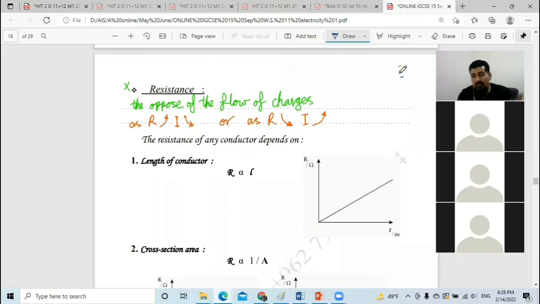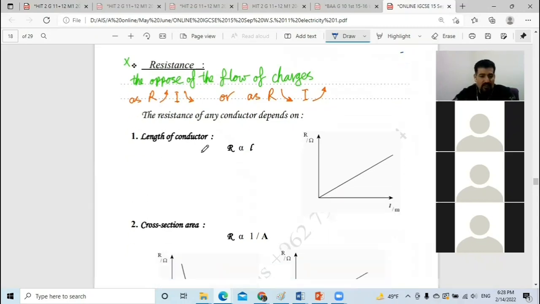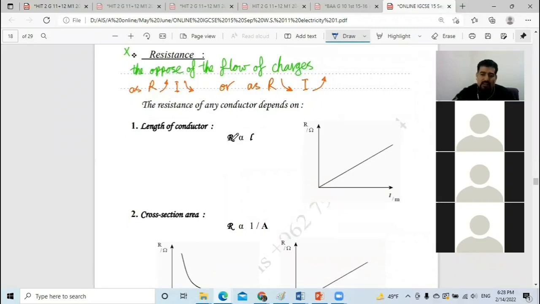So that means the current reaching the television will be less. Maybe it will not work properly. It will not work as it's supposed to. It will not be normal brightness. It will be a little bit dimmer. So number one, the length of the conductor: R is directly proportional to the length. As the length of the wire increases, the resistance of the wire increases.